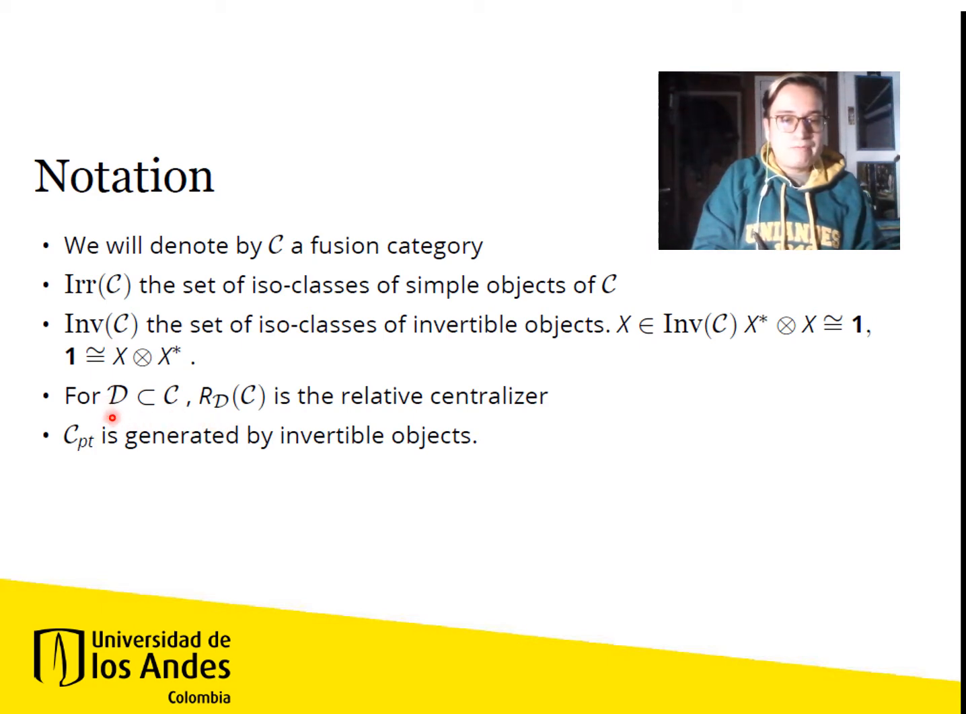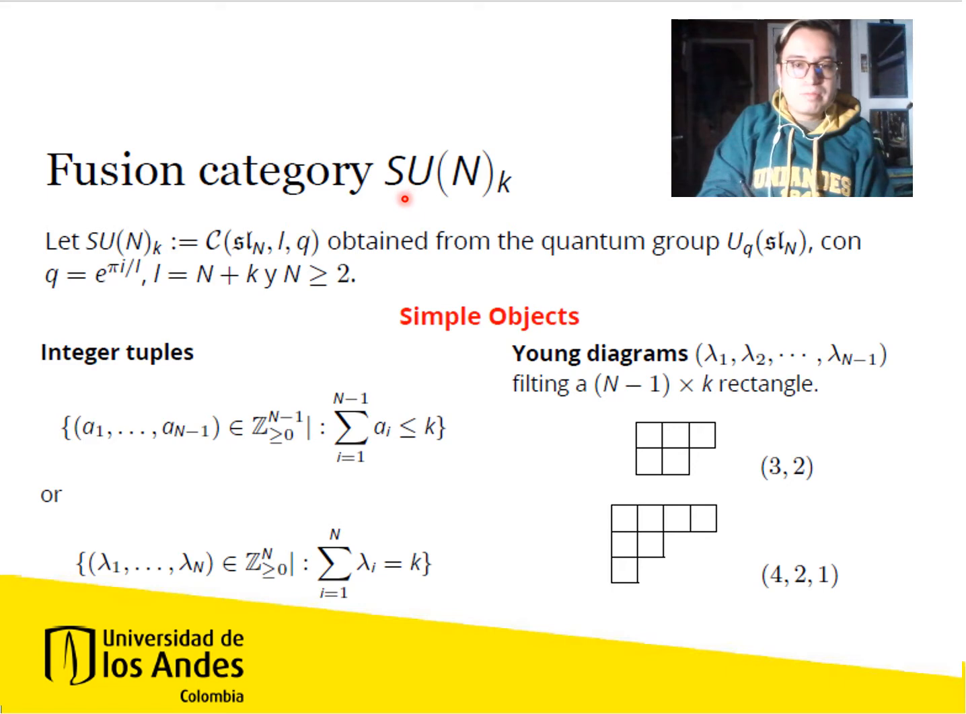Also, I will need this notation here. When I have a subcategory of my category C, I will denote by this the relative centralizer, and I will also use this notation here for the category generated by all the invertible objects of my fusion category C. Now I'm going to talk about my example of fusion category, the fusion category SU(N) level K. This category is obtained from a quantum group of the enveloping algebra of sl_N, where I'm taking q to be a root of unity of order 2L, fixing that L equals N plus K.